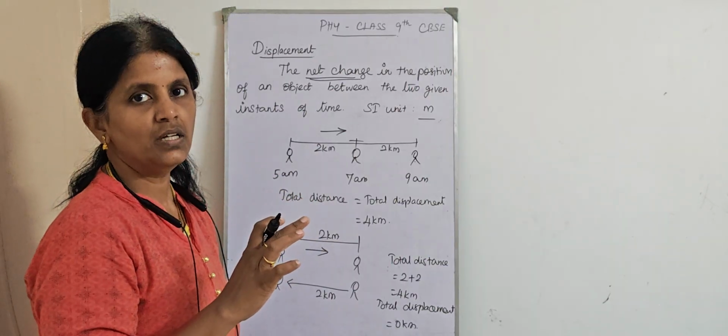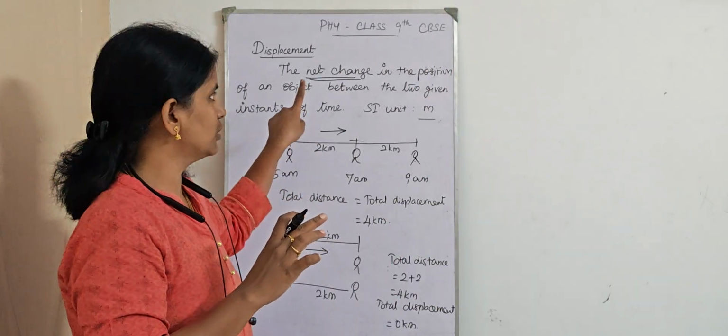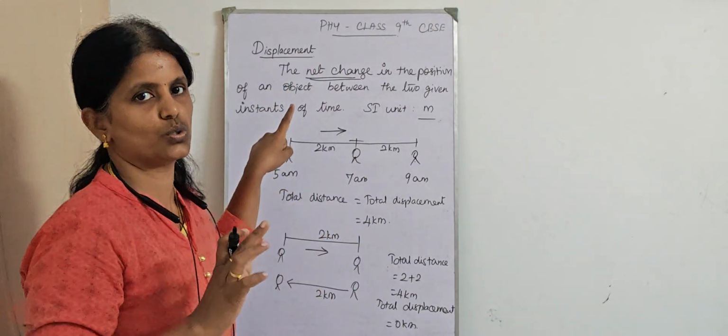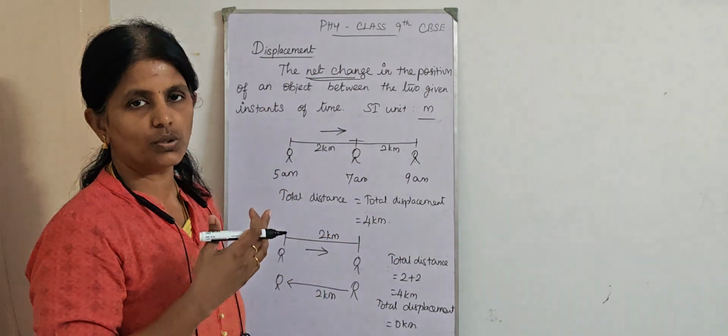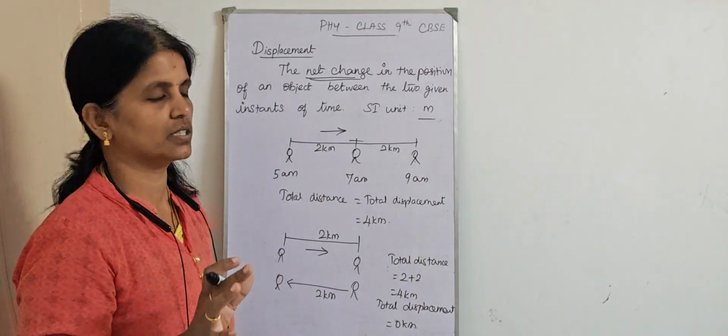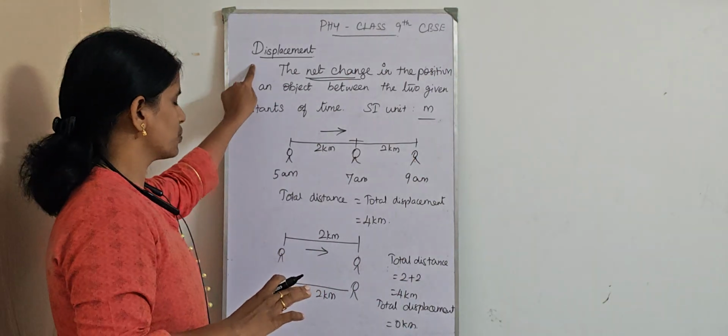Very important. When you are taking the net change, it means forward and backward, so we have to check the direction also. But in distance, nothing to worry about the direction. What is the total distance covered by the object? Okay, let's see what is displacement.